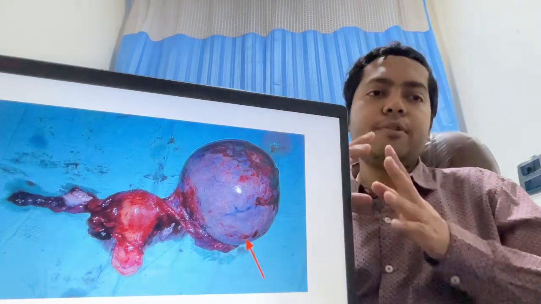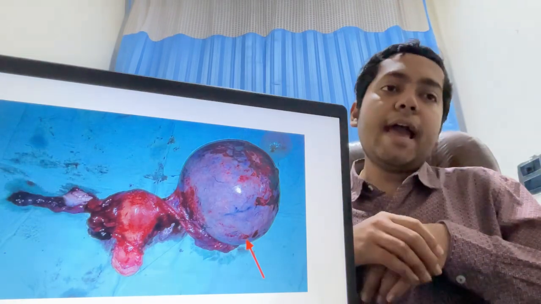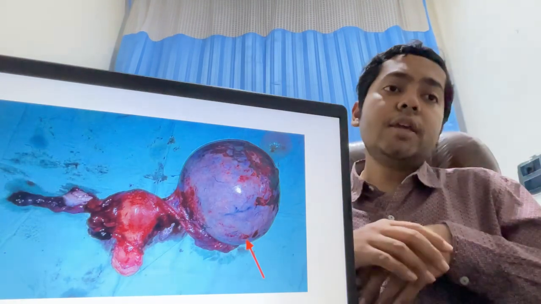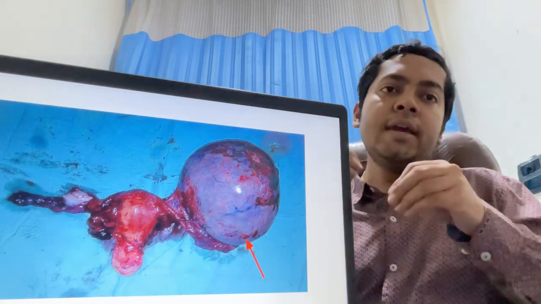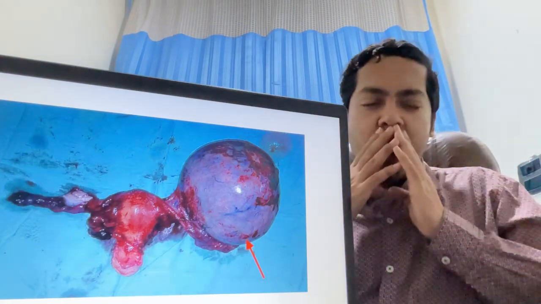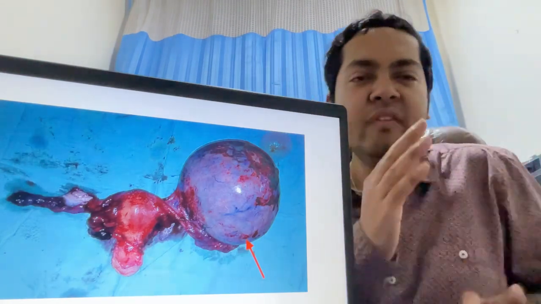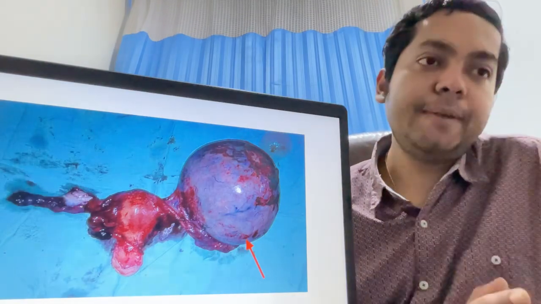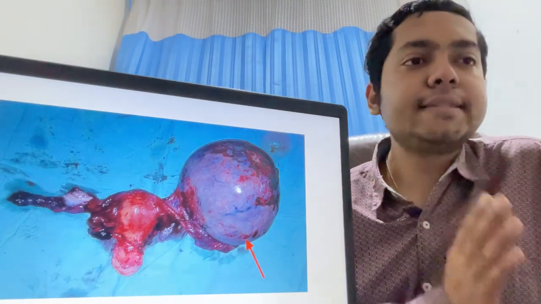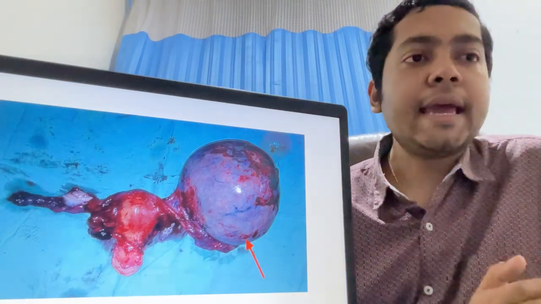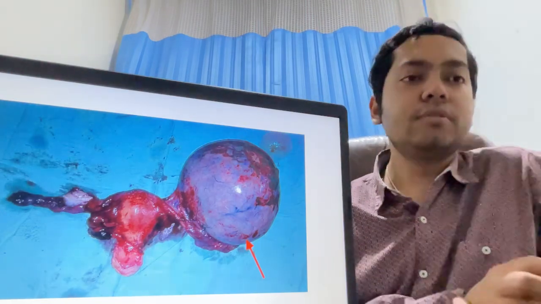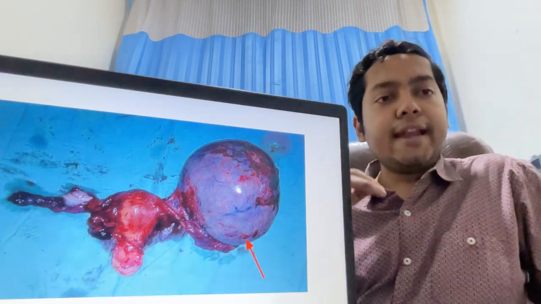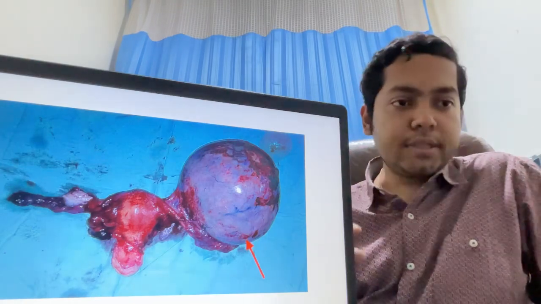So staging laparotomy is the treatment of choice, and after your surgery you have to go for post-operative adjuvant chemotherapy for all patients of carcinoma ovary, except if it is stage 1A1 and 1A2. Except that, you have to give adjuvant chemotherapy for all patients.